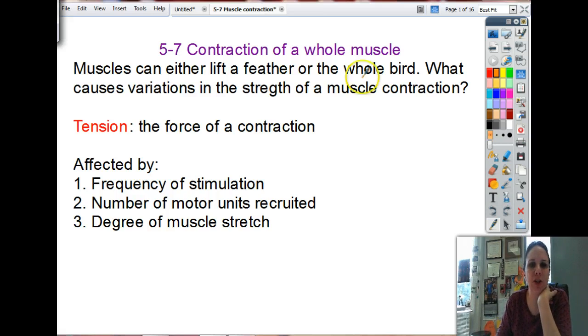So we have something called tension. Tension is what they refer to as the force of a contraction. So the more tension, the greater the force. There's three things that affect the tension. One is how often the muscle fibers get stimulated by your brain. Two, the number of motor units recruited, meaning how many fibers are called into play. And then also three, the degree of muscle stretch. So we'll go into each of those individually.